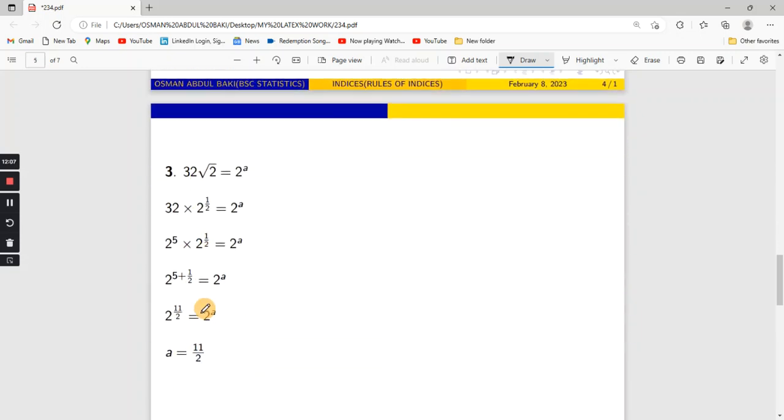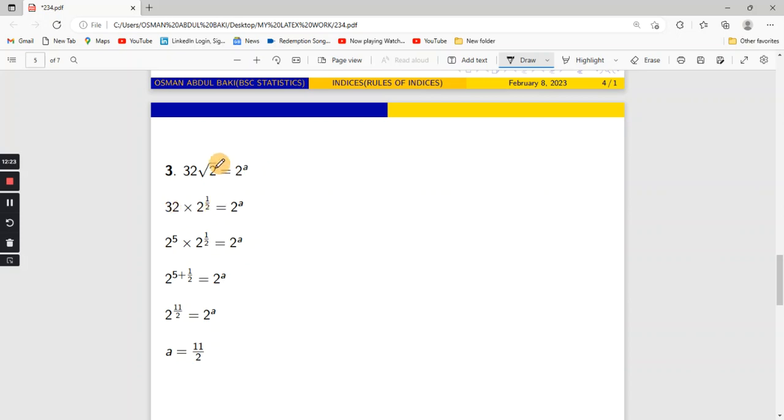All right, so now let's come to the third question. Here we would like to find a. So here we have 32 root 2, which is equal to 2 raised to the power a.